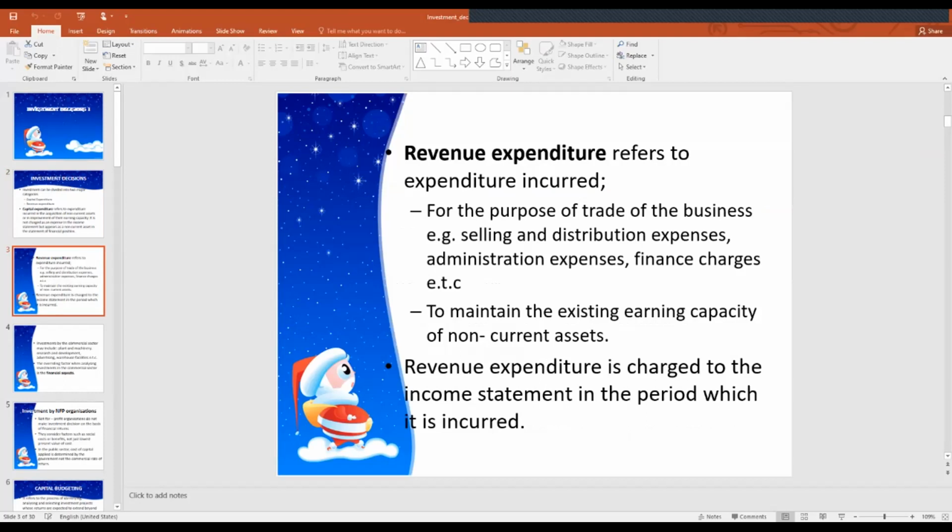As I mentioned, for the case of revenue expenditure, we are going to expense them in the income statement for the time period when they are incurred. For the case of capital expenditure, we don't expense them. If anything, you capitalize them.